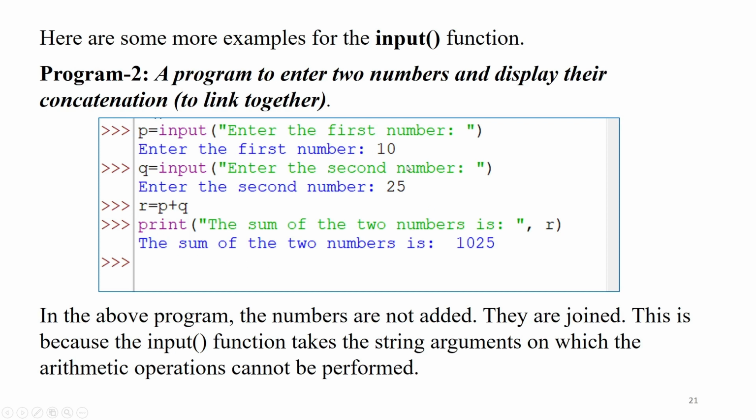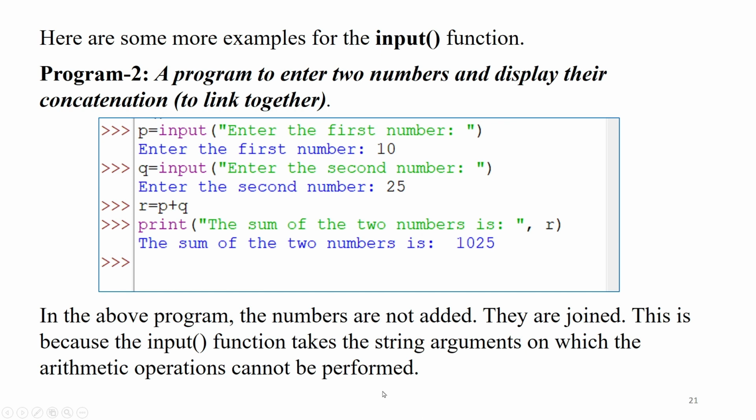See, on this, what have we done? R is another variable where we have written P plus Q. So anything which is inputted is considered as text only. So it has printed the sum of two numbers is R. Now the sum of the two numbers is R. After pressing the enter, it is showing me like this.